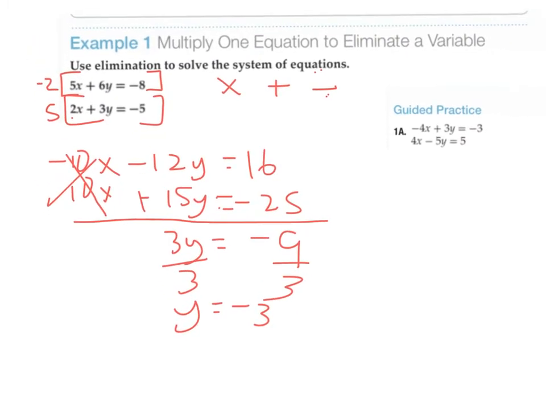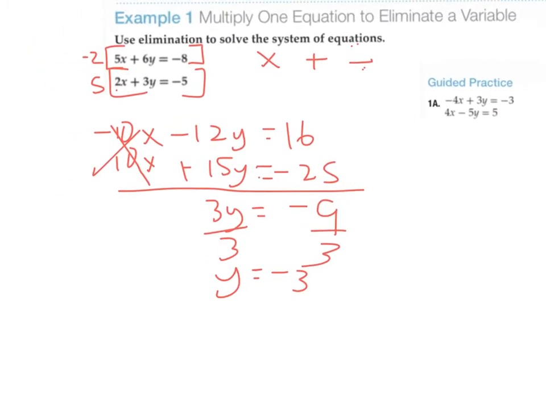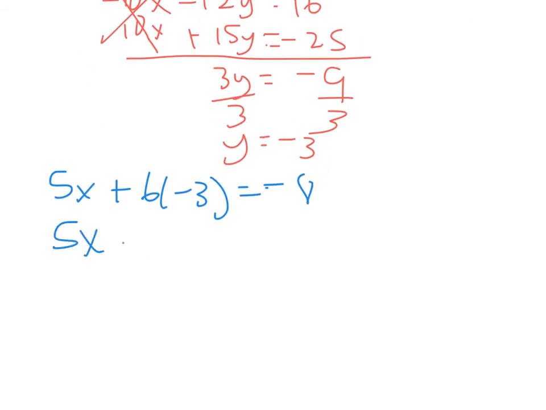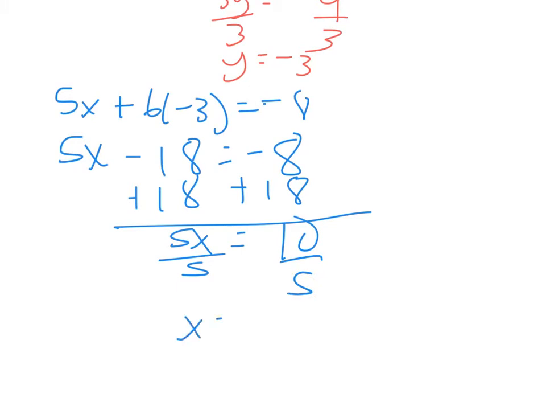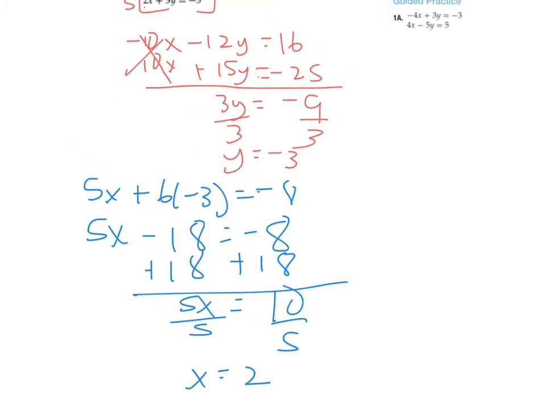So once I have y, I can substitute, and I'll do another color, back in the first equation. So I have 5x plus 6, and I'm going to put a negative 3 in for the y, equals negative 8. So now I just solve this equation. 5x minus 18 equals negative 8. I add 18 to both sides. I get 10 equals 5x, divide by 5, divide by 5, x equals 2. So my answer is 2, negative 3, because that's what the x and the y are.